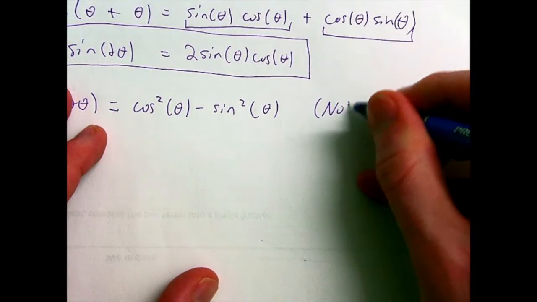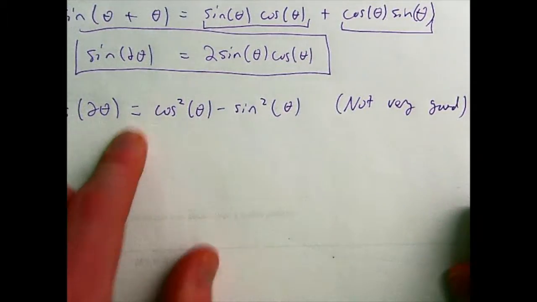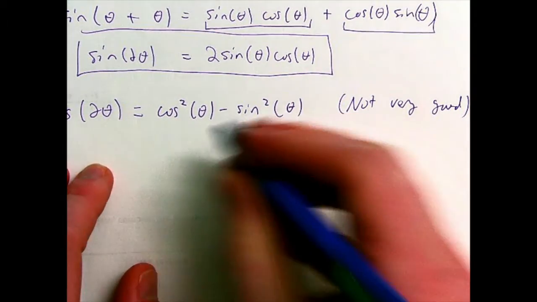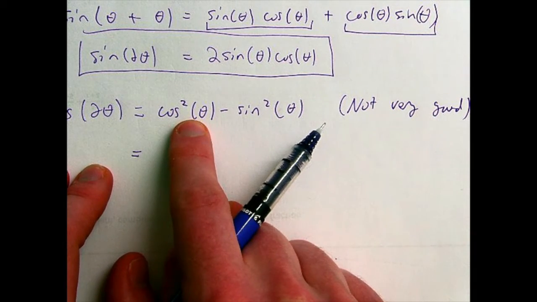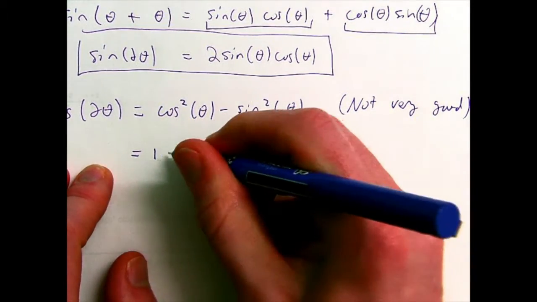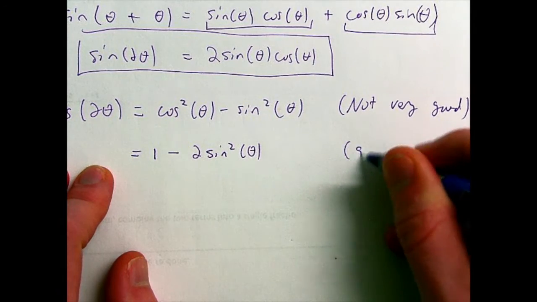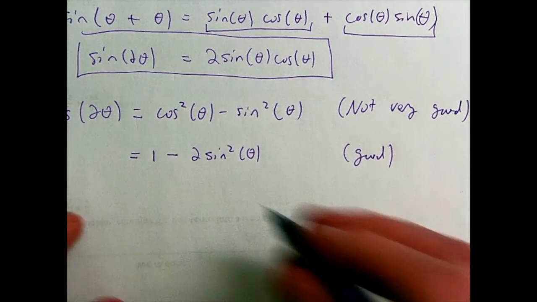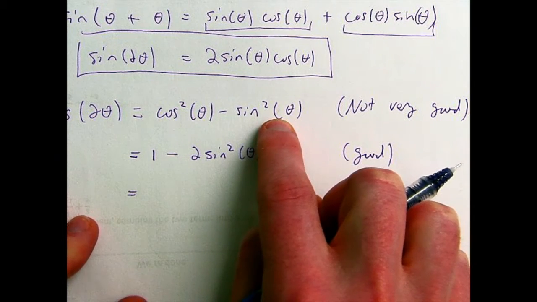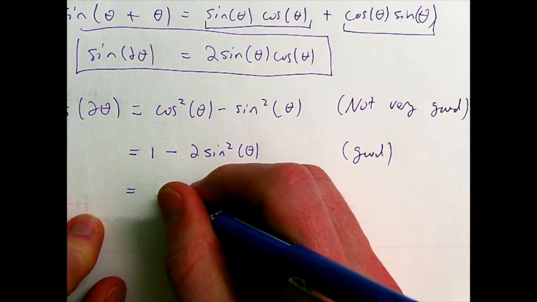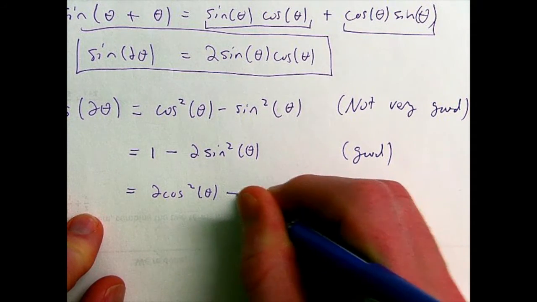This is not very good. As you'll sort of see, we don't really use this version of the formula very often because it involves 2 trig functions. Another way of writing this, basically if you replace the cosine squared with 1 minus sine squared, then you'll get the following version. You'll get 1 minus 2 sine squared theta. This is a good formula because it only involves a sine. And on the other hand, if you take this sine squared and replace the sine squared with 1 minus cosine squared, then you'll wind up with 2 cosine squared theta minus 1.